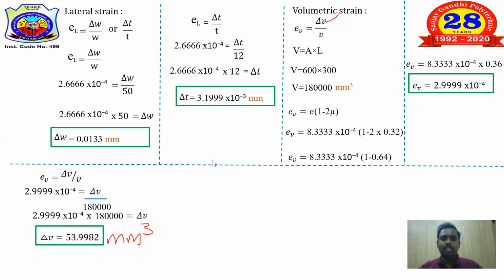Okay, so in the next class, I'll deal with another topic, that is cylinders, thin cylinders. After going to the thin cylinders, there are some sets of problems in thin cylinders. Then after finishing the thin cylinders, our chapter will be completed.